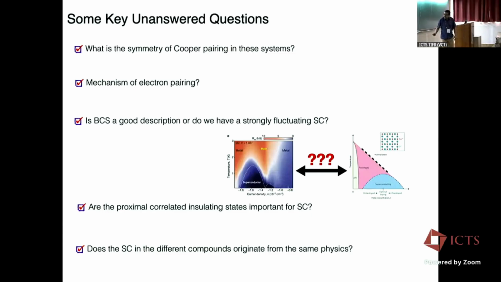And of course, the final question is, I showed you a bunch of materials. Is the superconductivity in these different compounds coming from the same physics? Are there different classifications, different things happening? Experimentally, we don't know enough to make that kind of statement. Okay, so these are some key unanswered questions. Part of the problem, of course, is that these are at very low temperature. These are almost 2D systems, and they are covered. So a lot of standard condensed matter techniques that we would normally use to probe these systems are not available, or not very easily available.